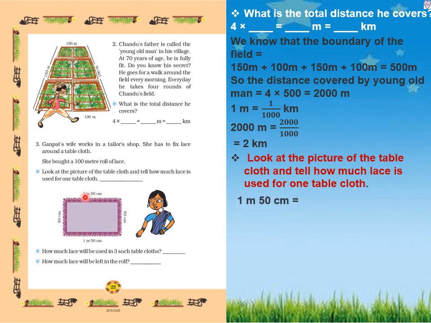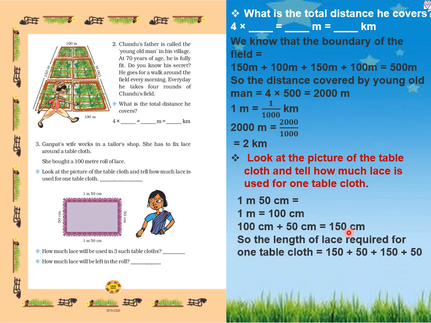So 1 meter equals 50 centimeter. Here 50 centimeters are there. So first we will convert this into centimeter. So 1 meter equals 100 centimeter. So in place of 1 meter we will write 100 centimeter plus 50 centimeter. That means 150 centimeter. So now we will add. So the length of lace required for one tablecloth equals 150 centimeter plus 50 centimeter plus 150 centimeter plus 50 centimeter. So 150 plus 50, 200. 200 plus 150, 350. So 350 plus 50, that is 400 centimeter.